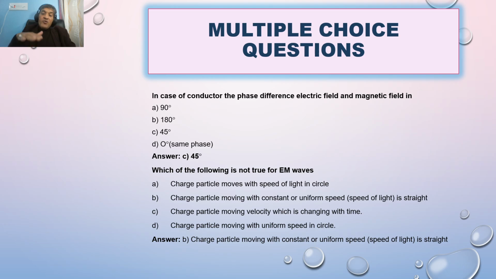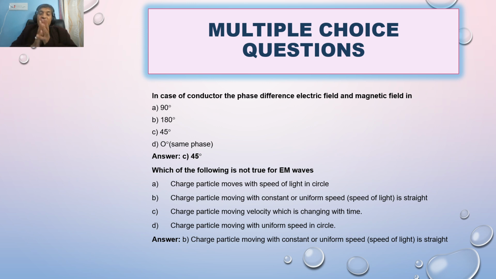A charge particle moving with uniform speed in a circle. Again, this is a case of accelerated motion. If a charge particle moves with a uniform speed in a circle, then at each and every point the direction changes and it creates acceleration. So an electromagnetic wave is produced by the charge particle which moves in the circle.